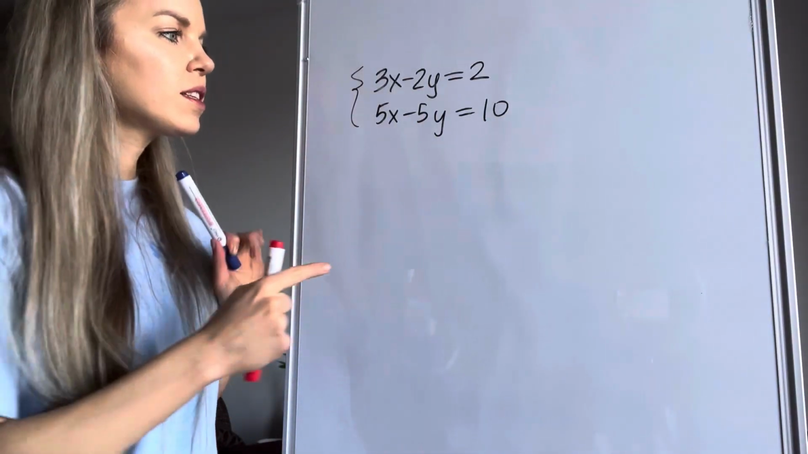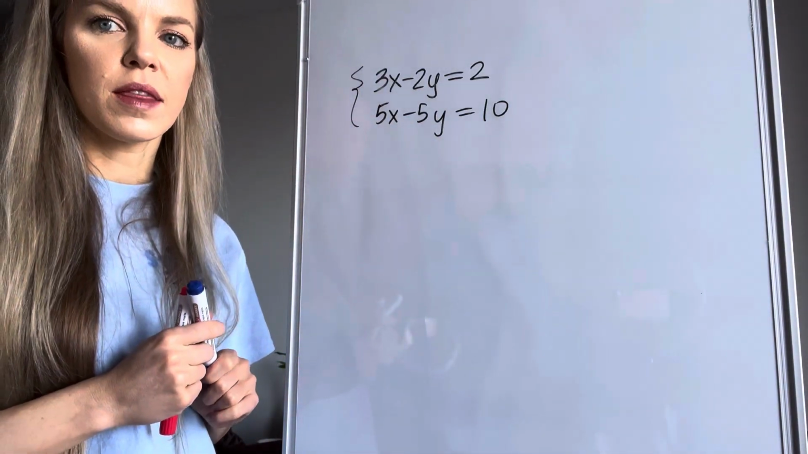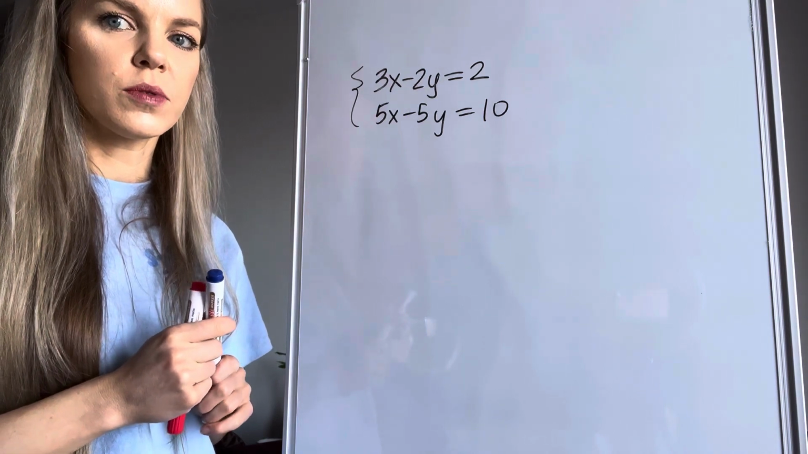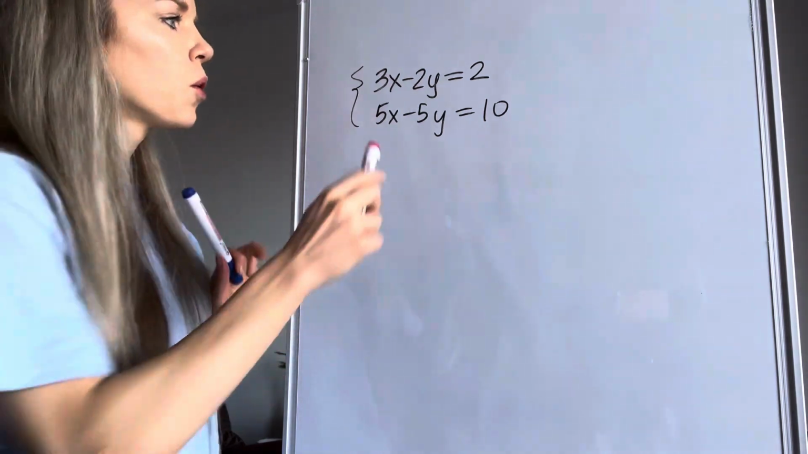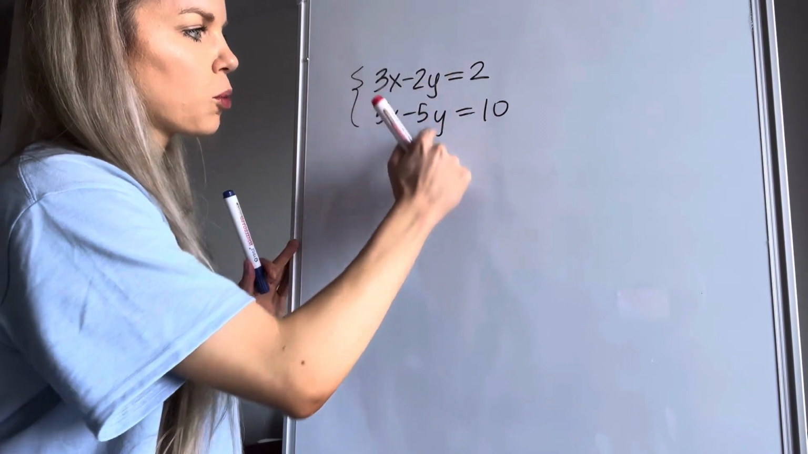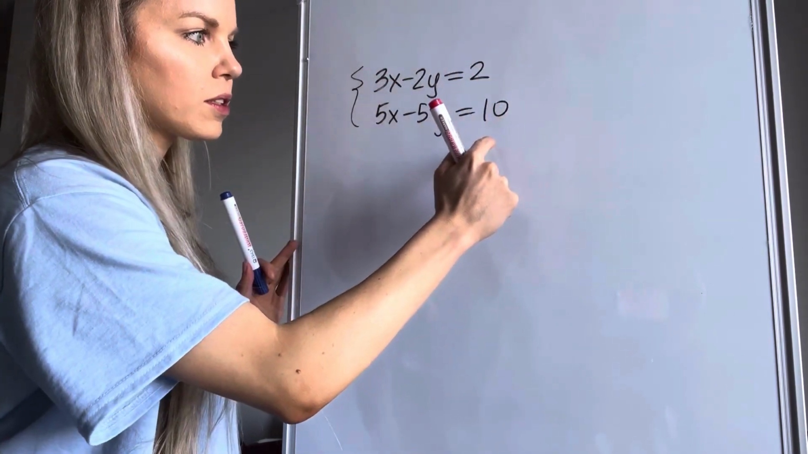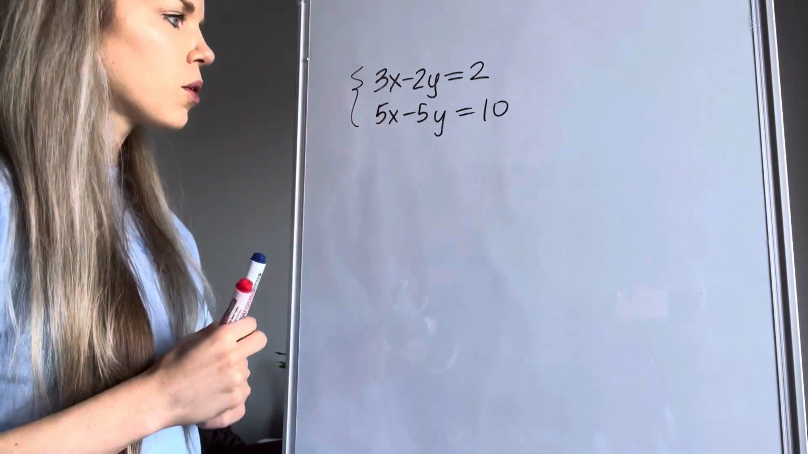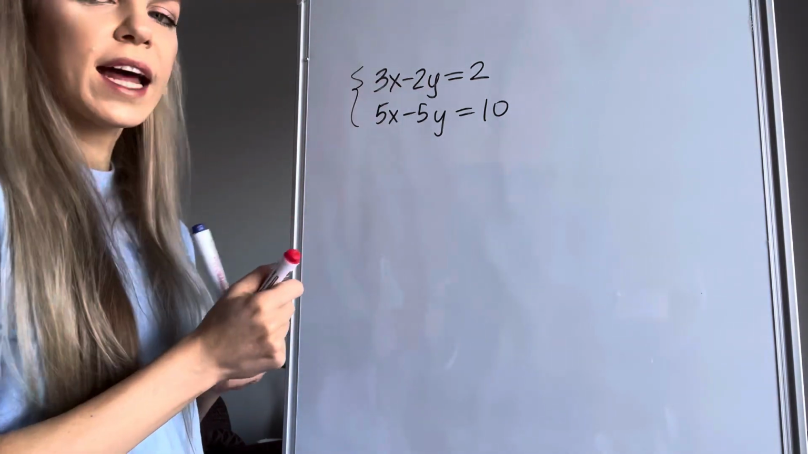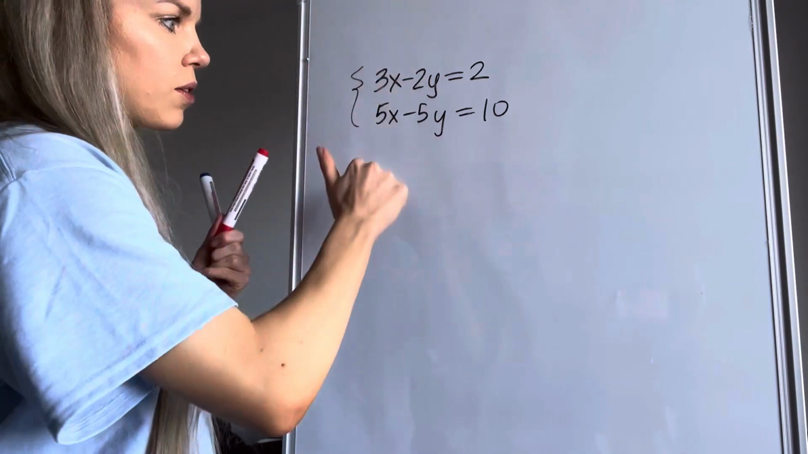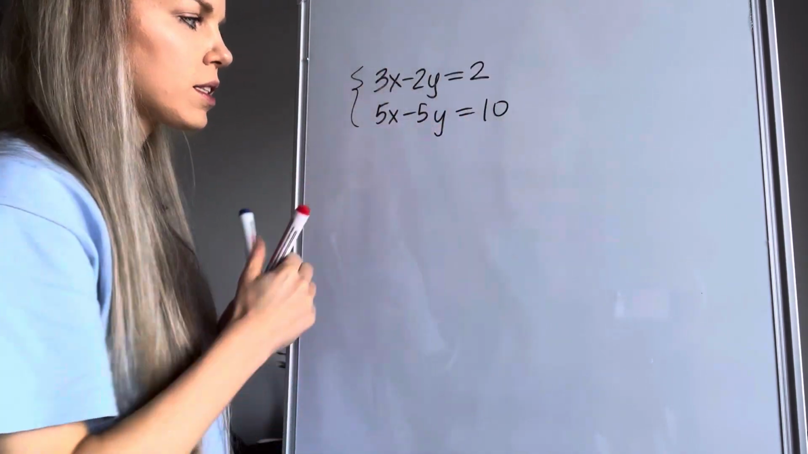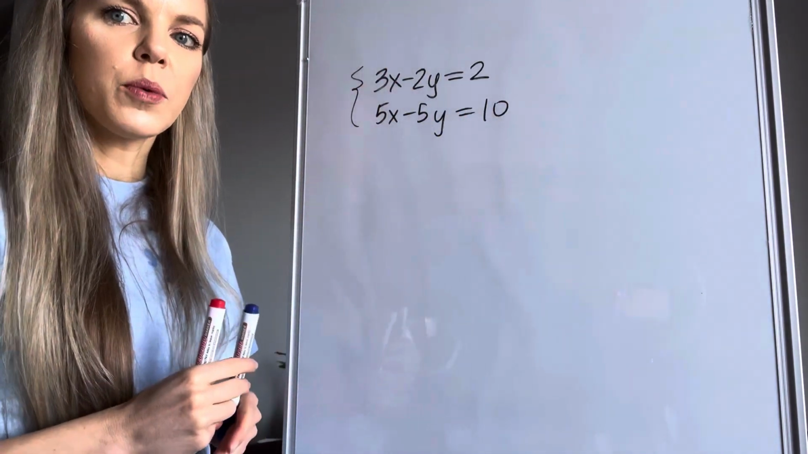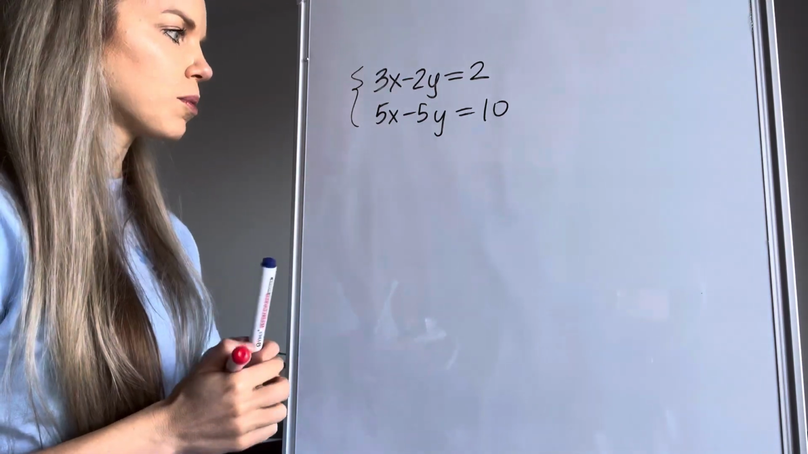Okay, so this is a 2x2 system that we are going to solve using the elimination method. Whenever your x's are lined up, your y's are lined up, and your constants are lined up, the best way is elimination. For elimination, you're going to be adding the two equations together, the x's, the y's, the constants. And the goal is that when you add them, one of the variables cancels.